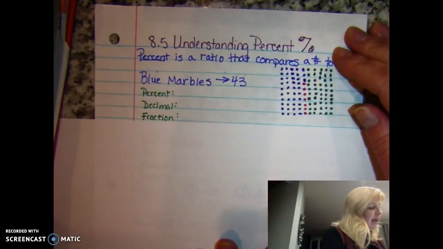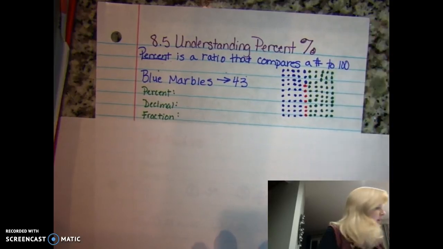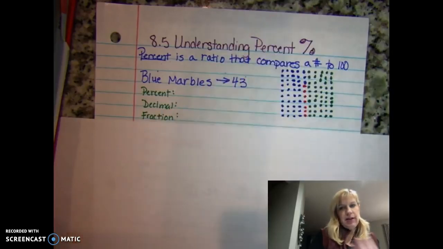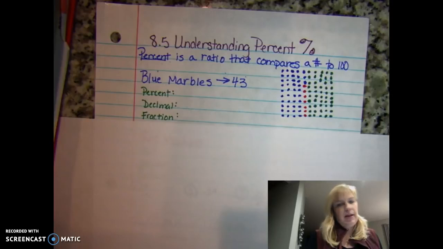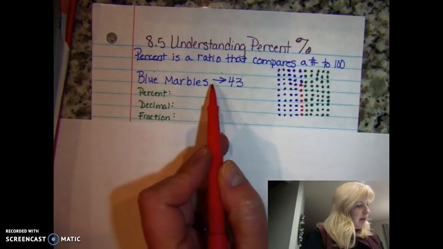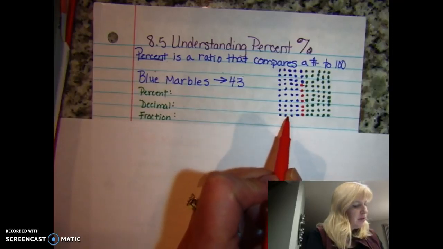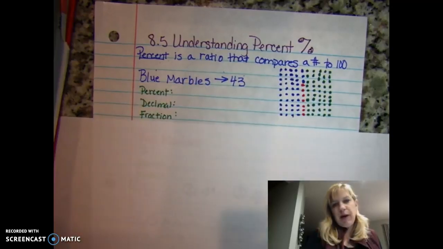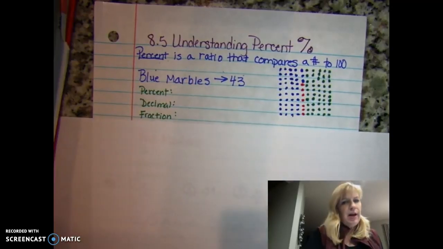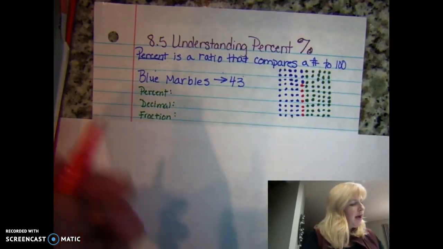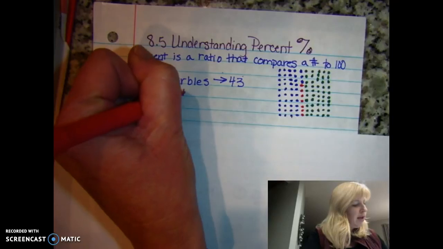I have attempted, don't laugh, to draw marbles. They're supposed to be in nice little neat tidy rows of 10 by 10. I did the best I could. So if I look at my blue marbles and count them: 10, 20, 30, 40, 1, 2, 3. So I have 43 blue marbles. So we are going to express that as a percent. So that is 43 out of 100, or 43%.